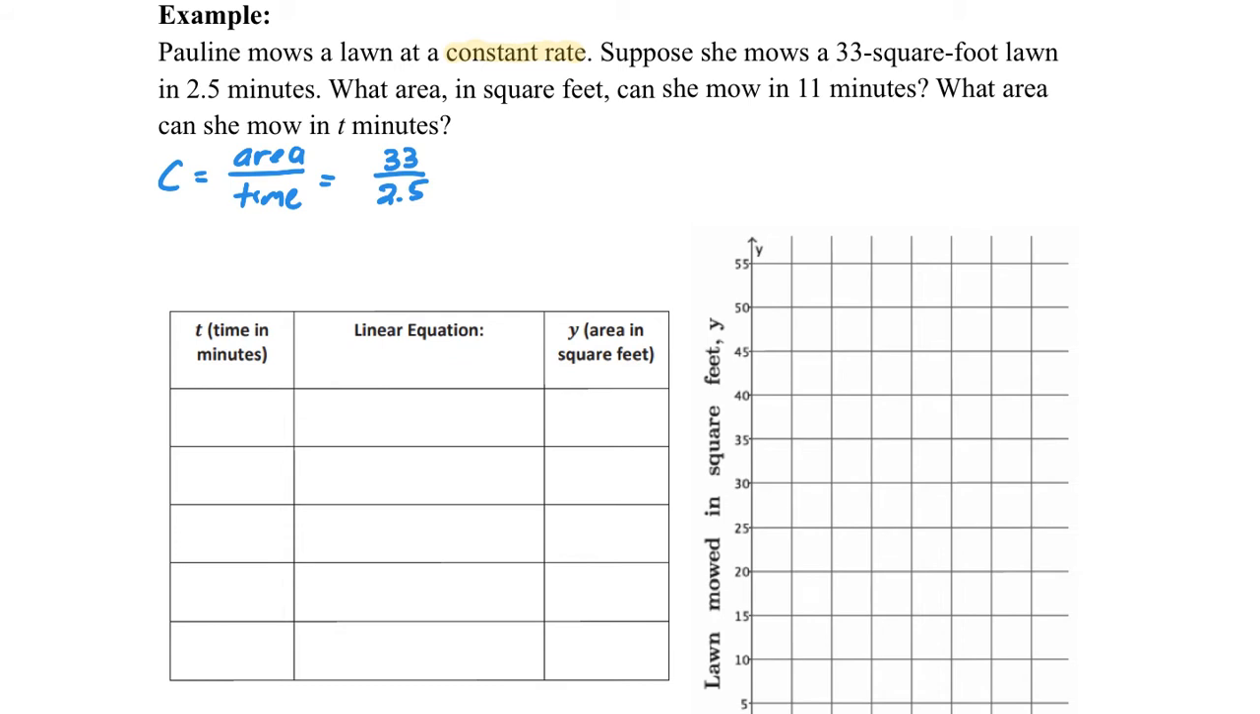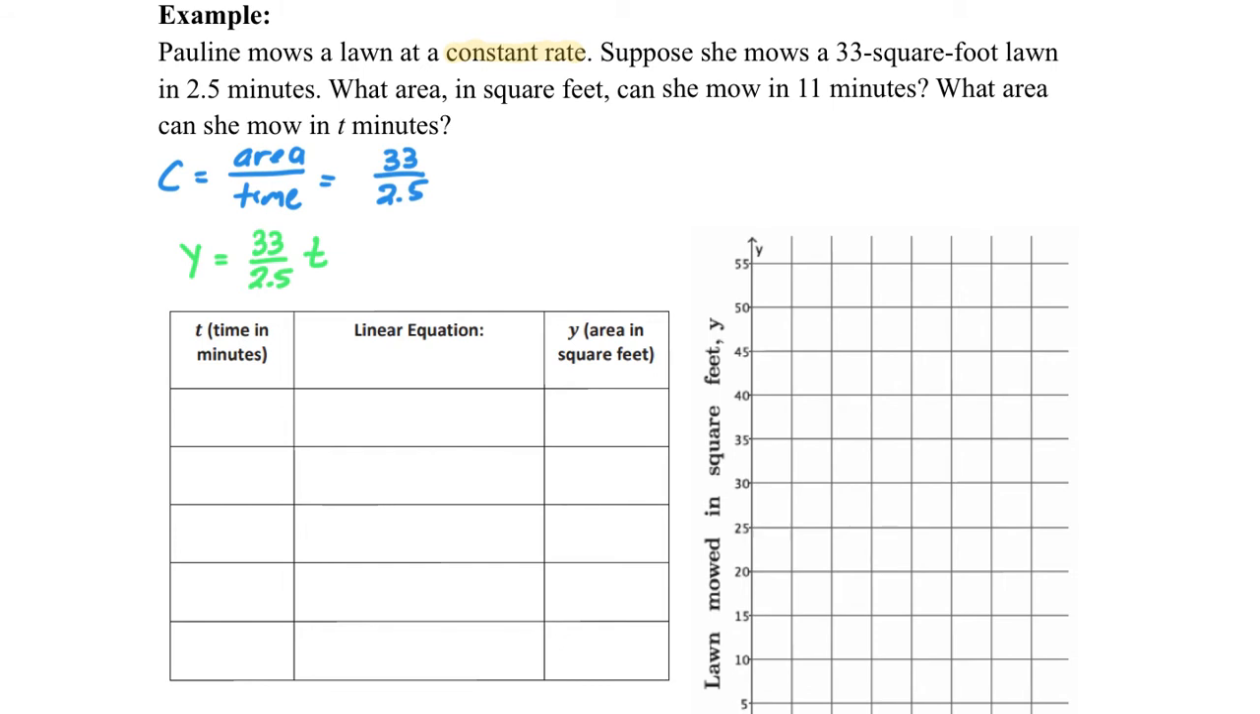So if I want to create an equation for this, I could say y, which is my area in square feet, they actually tell us that. We can calculate that by doing 33 over 2.5 times the amount of time, in this case t is the amount of time. Okay, so let's go ahead and check this out.